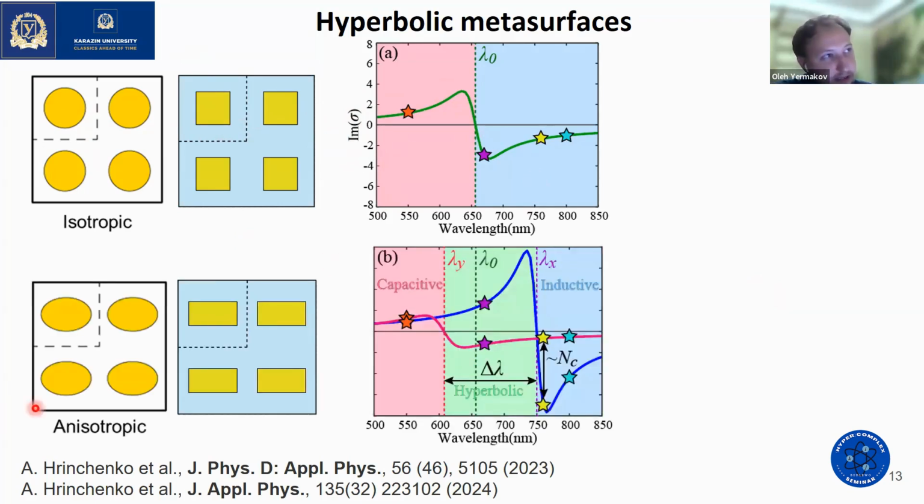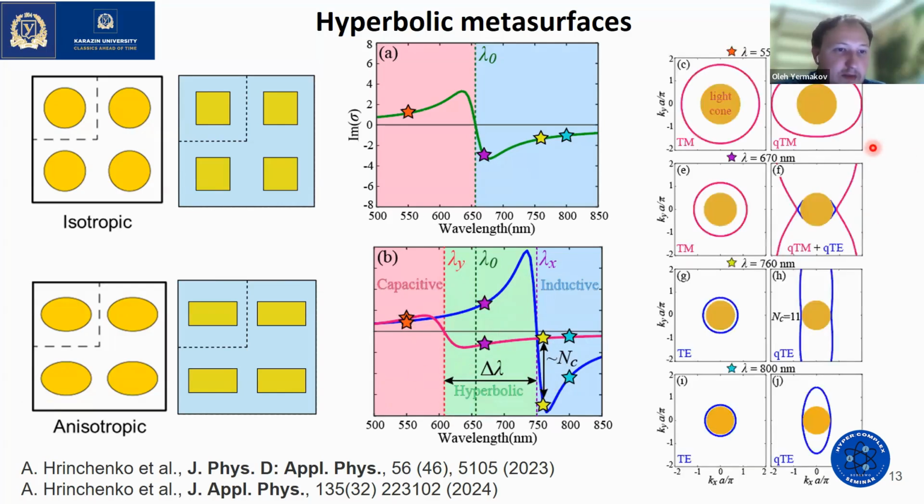Now, if we introduce an anisotropy degree, for instance, we stretch the particles, the resonance will split into two resonances, and a third regime emerges when the imaginary parts of the conductivities have different signs, and this regime is called hyperbolic. Why hyperbolic? Because if we now look at the isofrequency contours, so the contours at the same frequency in the wave vector space, in the reciprocal lattice vector space, for this isotropic case, it will be the left column, so it will always be circles. The yellow circle shows the light line in vacuum.